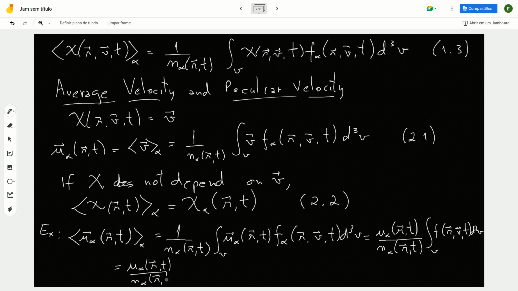I didn't have to do this, but in case you didn't see it, now you see it. So there we go. The average of the average is the average itself, of course. But this is important because it will simplify a few equations in this chapter. So it's good to have it established.